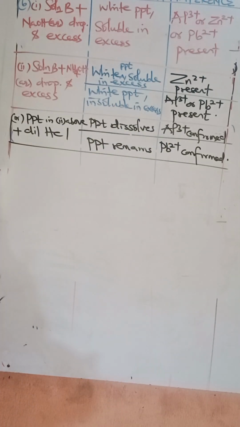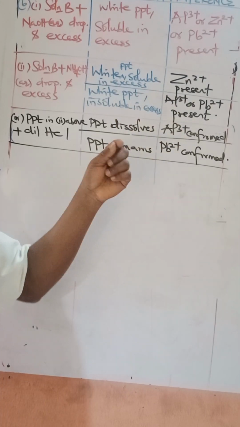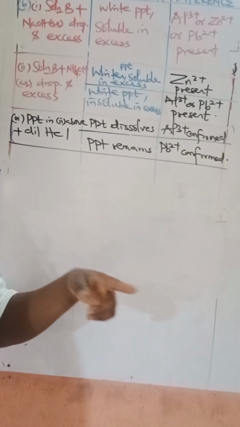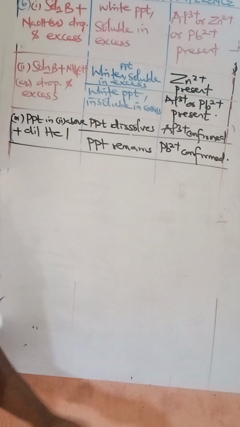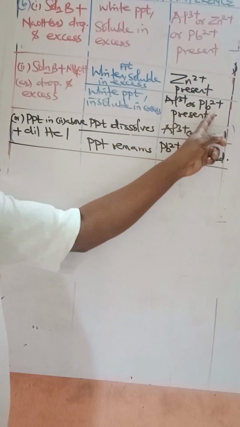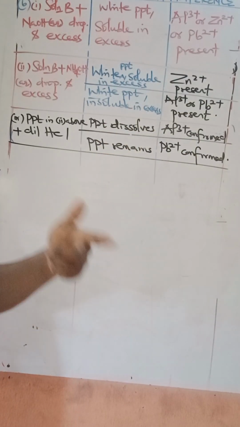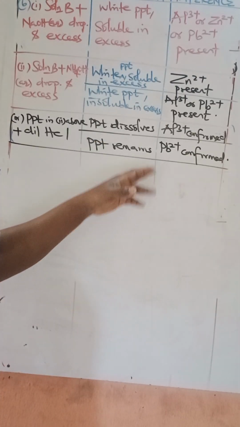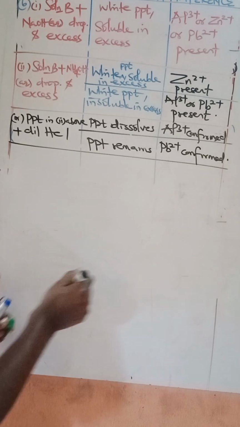So if you are asked, how will you test for aluminum ion? You say by adding ammonium hydroxide dropwise and in excess, while a white precipitate insoluble in excess is formed. On adding dilute HCl, the precipitate dissolves. How will you test for lead-2 ion? By adding ammonium hydroxide, a white precipitate insoluble in excess is observed. On adding dilute HCl, the precipitate still remains. That's the chemical test for lead-2 ion.